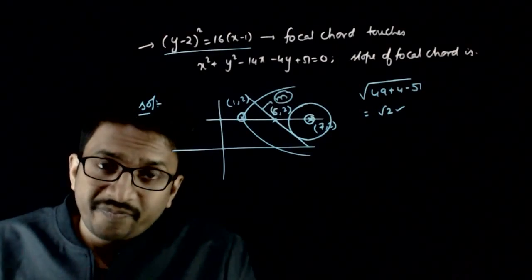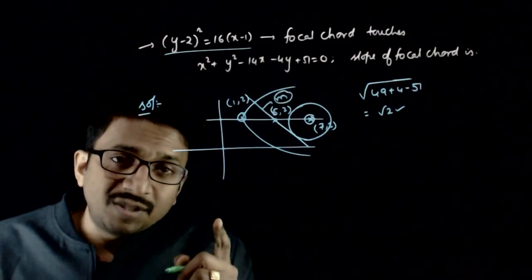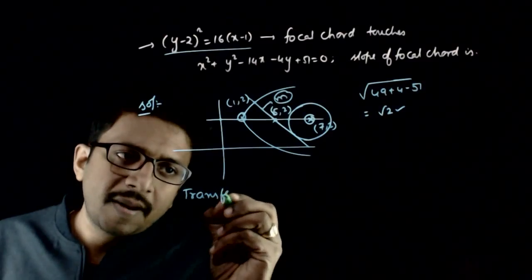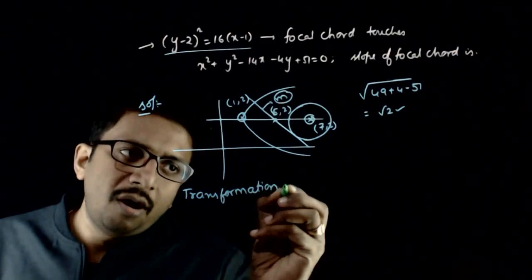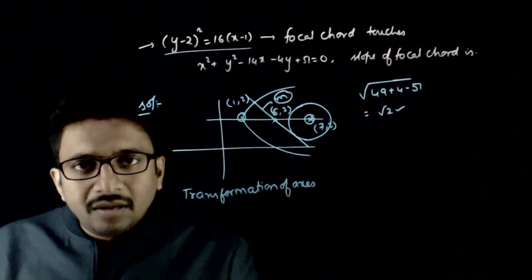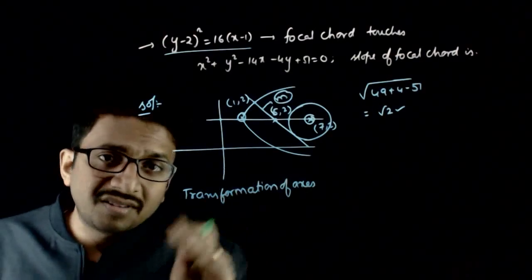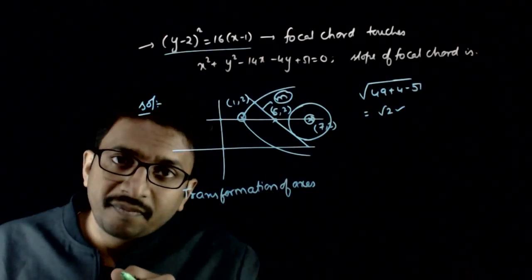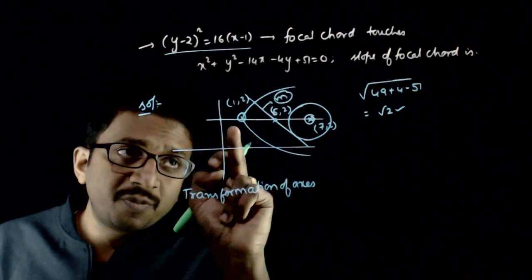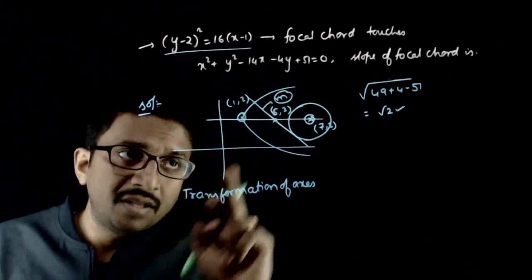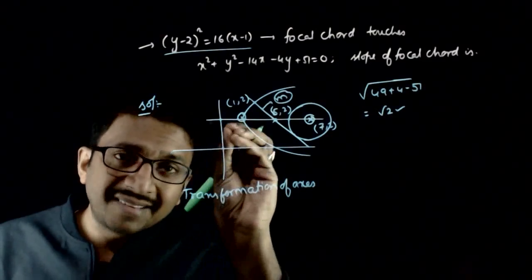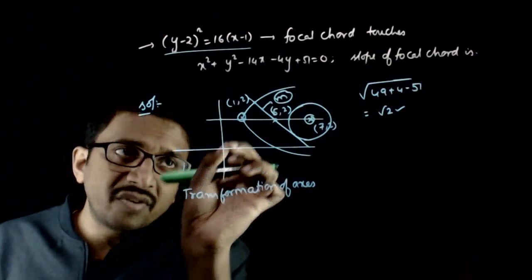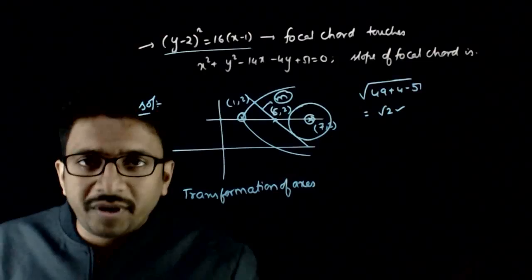So how do we do this? One of the nice ways to do this is by transformation of axes. Instead of solving this with respect to this coordinate system, I'll transfer the coordinate system to this point. If I transfer the coordinate system to this point, will the slope change? No. The slope does not change by transformation of the axes. If I rotate the axes, the slope might change. I'm not rotating the axes, I'm just translating them such that the origin goes to this point.